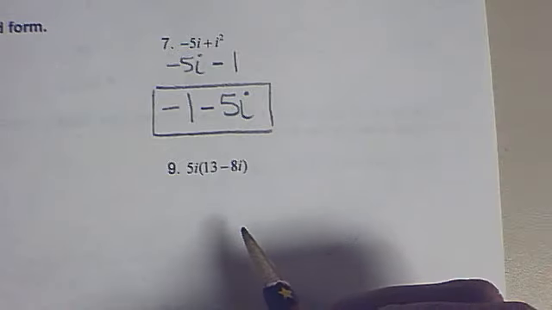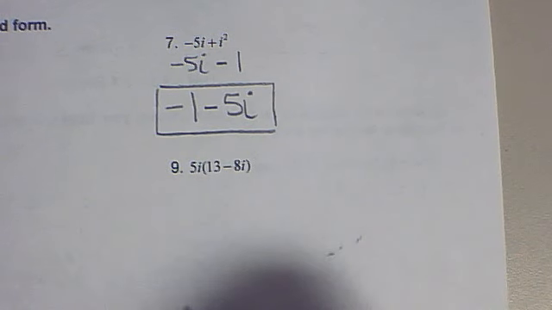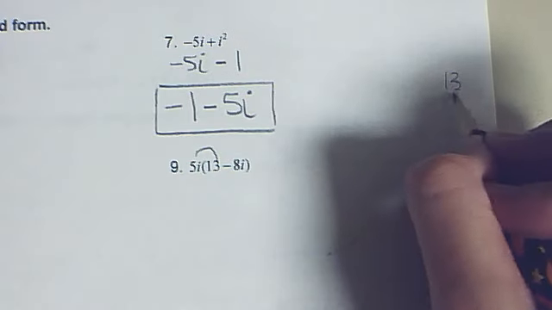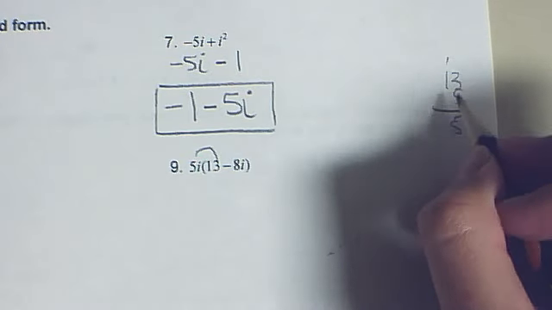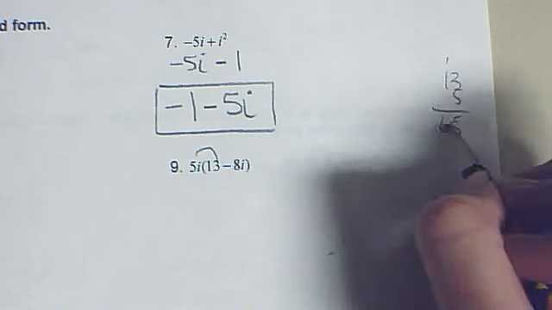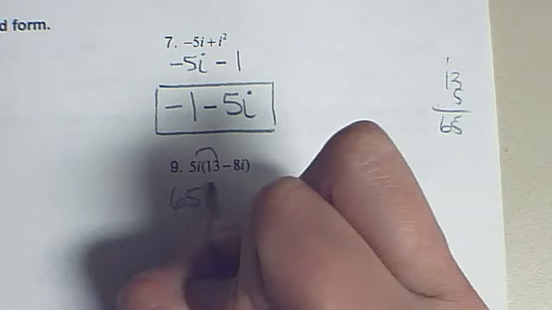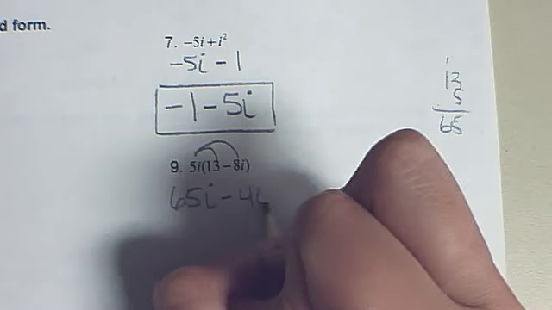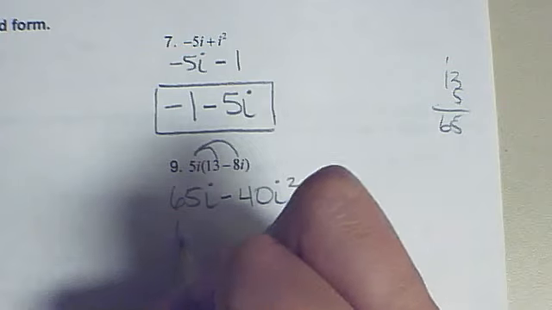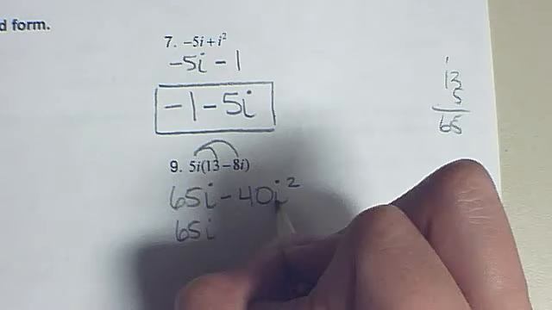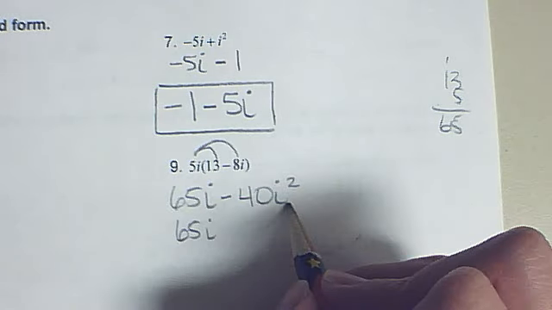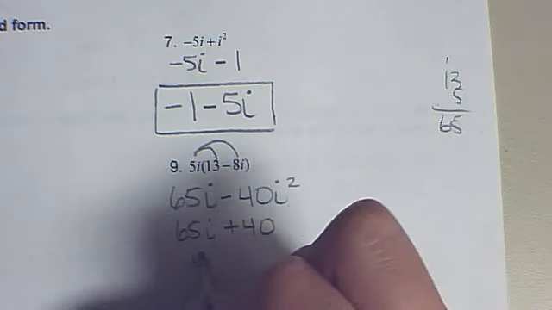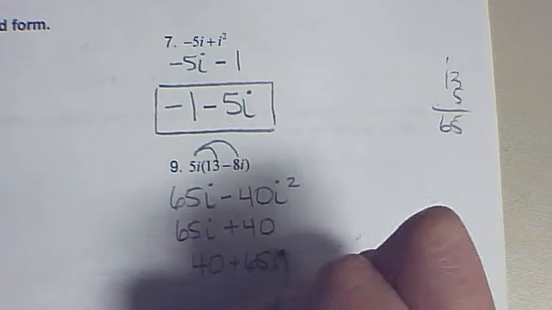Let's look at number 9. For number 9, I'm asking you to multiply. So to multiply, let's distribute the 5. 5 times 13 is, I'm sorry, I don't know that off the top of my head, 65, so 65i, and 5i times negative 8 is negative 40i squared. You know that negative 40i squared is like saying negative 40 times negative 1, so that's positive 40. And then in standard form, I have 40 plus 65i.